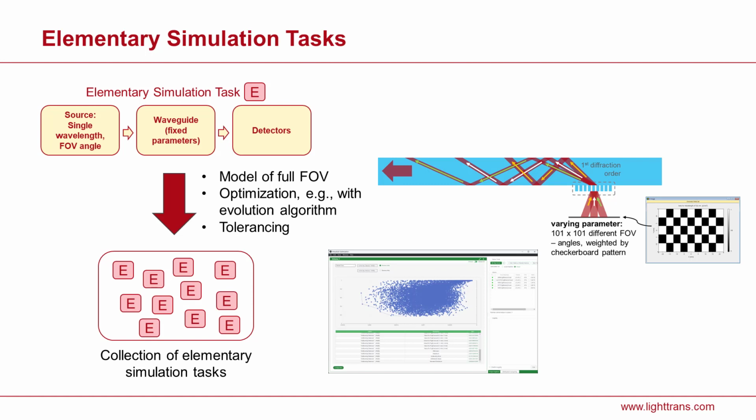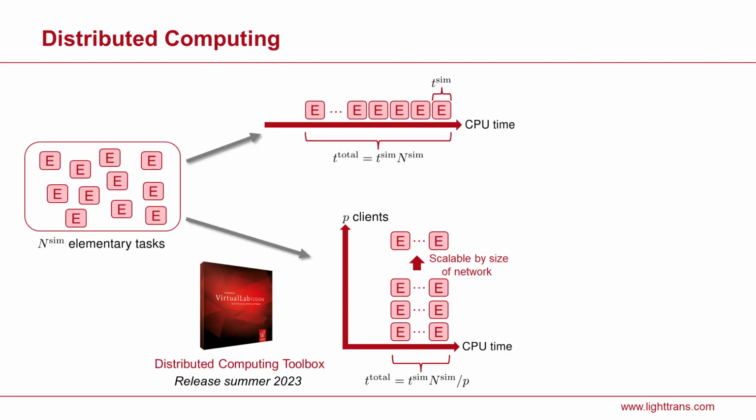The modelling of the full FOV requires multiple of these elementary simulations, each of them with a different FOV mode in the source. An optimization process requires, again, multiple passes, each of them with a different set of parameters in the waveguide, times, potentially, the number of FOV modes or wavelengths which may be considered in the design. I'm sure I need not go into a lot more detail as to why the release of a new distributed computing toolbox that helps parallelize the computation of these elementary simulations is good news for anyone working or expecting to work with VirtualLab Fusion in the augmented reality field.